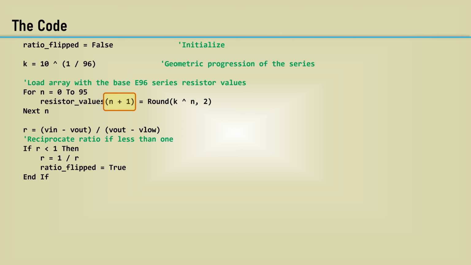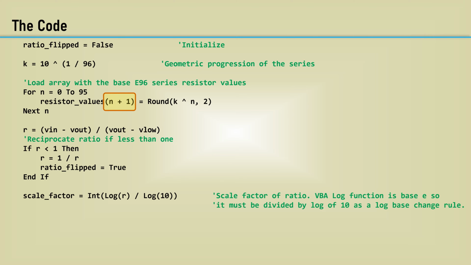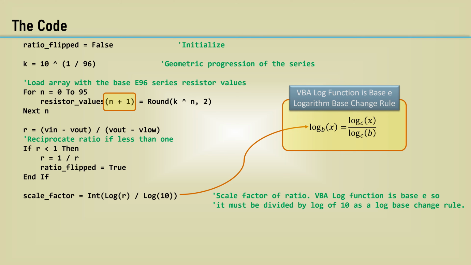We need to determine how many digits the ratio is so we can scale it down to 1 decimal digit. Just taking the integer value of the log of the ratio R returns the number of digits. It's important to know the VBA log function is base E and not base 10. Therefore, we must use the log base change rule to change it to base 10. We simply divide the log base E of the number by the log base E of 10. We then divide the ratio R by 10 raised to the scale factor number. That would convert a number like 699 into 6.99.